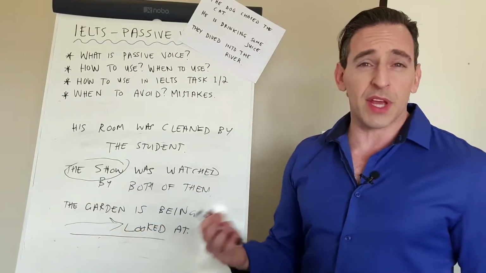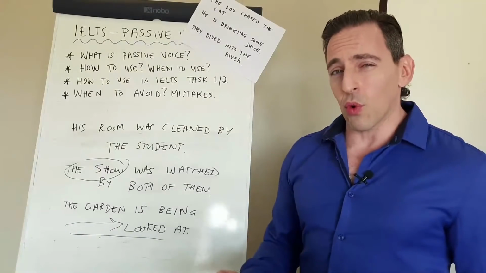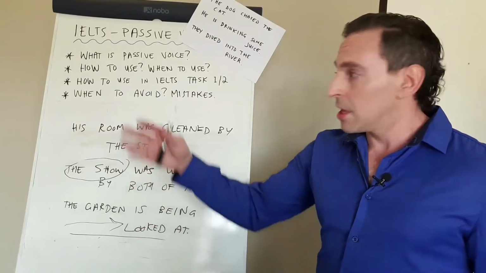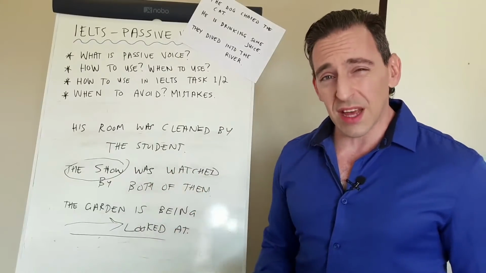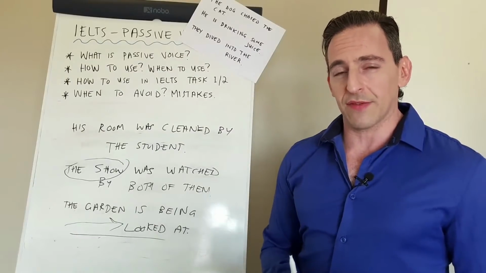The garden is being looked at. I don't know who the subject is. Maybe it's unimportant, and I don't need it. It's not adding anything to this unless it's a story about the person. So if I don't need the subject, if it's not important, I can leave it out and use passive voice.